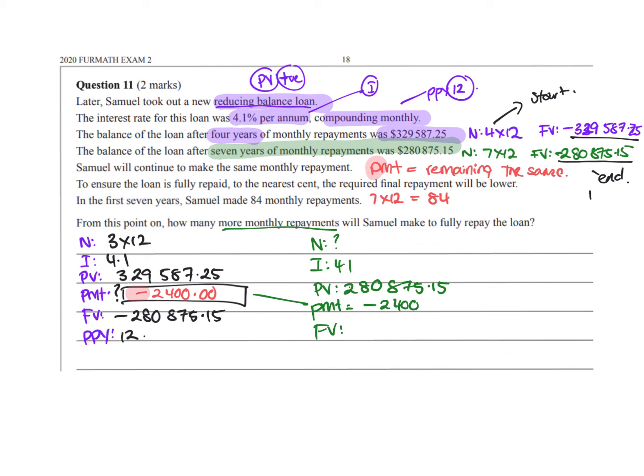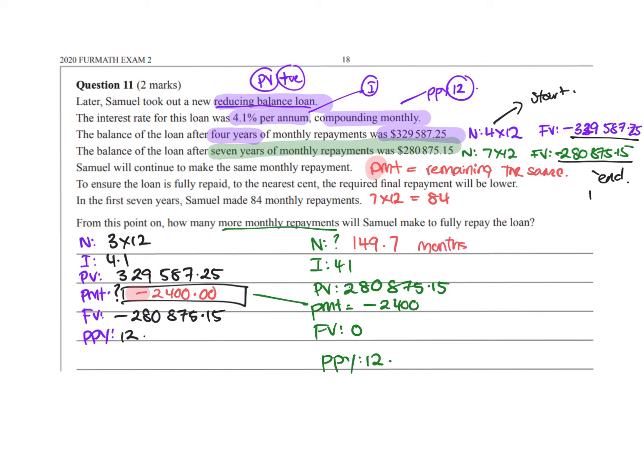The FV, we want to know how long it's going to take to zero out. And they did say that the last payment will be lower, so that's giving us a bit of information. So let's go down and find that. All right, so we get up here. This is months, mind you. You get 149 point, I'm just going to round it, 7 months.